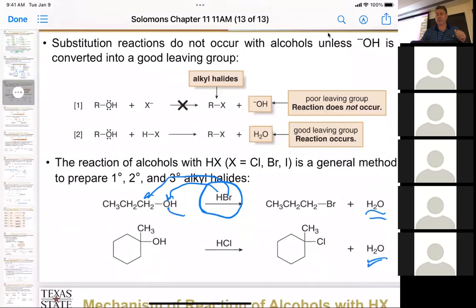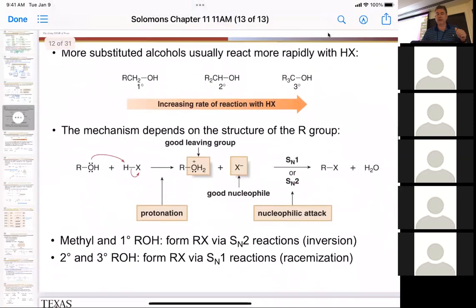Okay, now it turns out that there is a difference in reactivity based on the type of alcohol you have. Remember, the type of alcohol is how many carbons are attached to the carbon the alcohol's on. So in this case here, we only have one carbon, so it's our primary alcohol. We have two carbons, our secondary alcohol, and we have three carbons, our tertiary alcohol, okay? But the tertiary alcohol goes faster than the secondary alcohol, and the secondary alcohol goes faster than the primary alcohol.